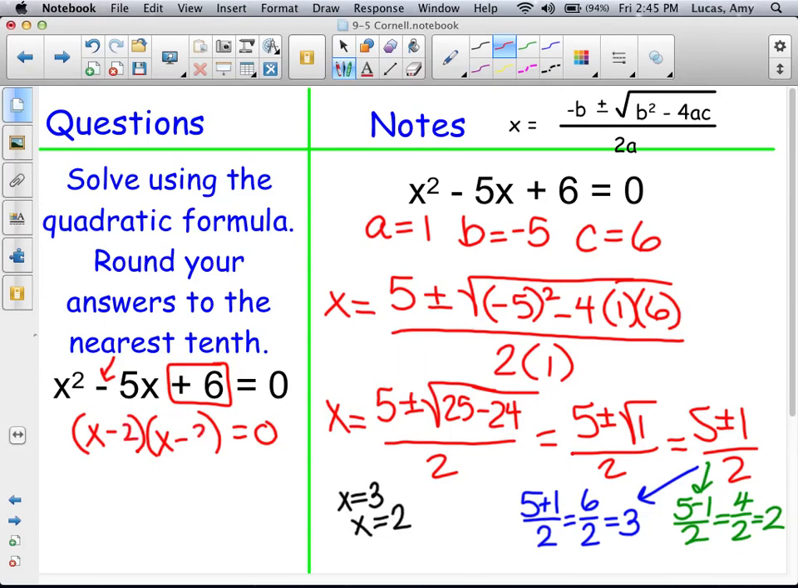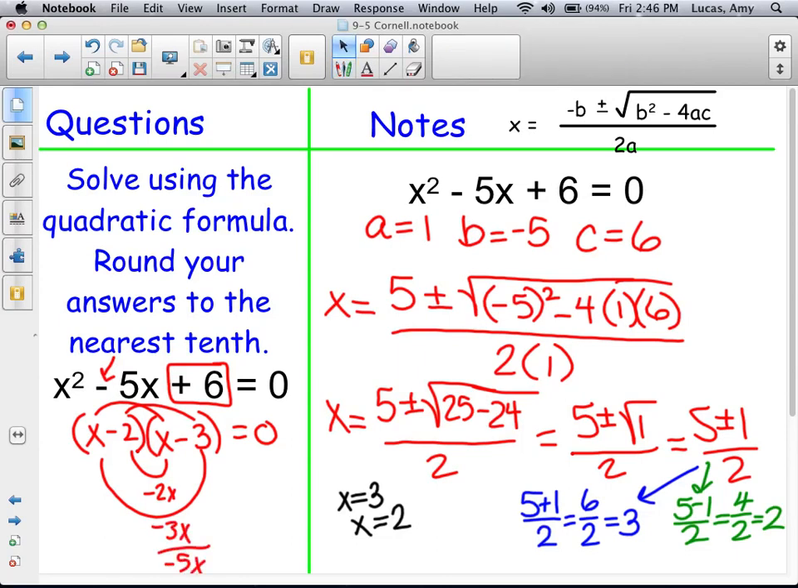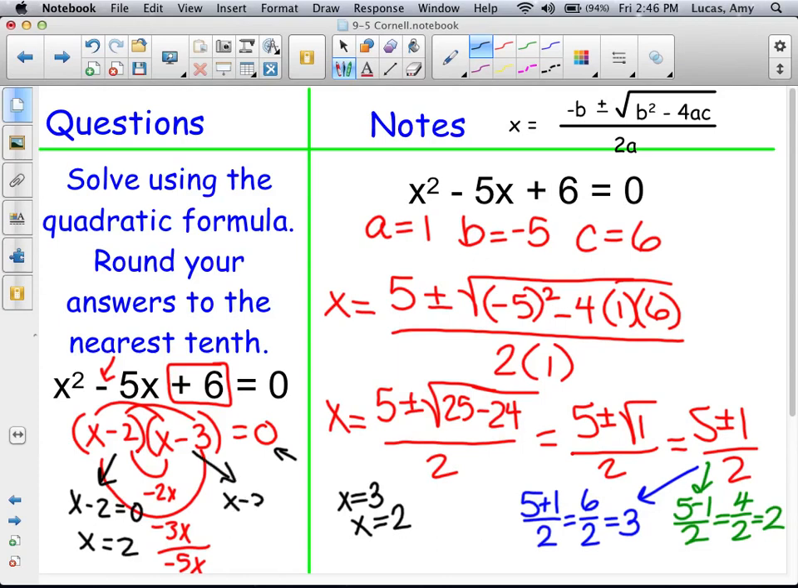Negative 2 times negative 3 is positive 6, and if I check by foiling, first, outside, inside, last, I would see that it is correct. Negative 2x plus negative 3x give me my middle term of negative 5x. Then remember, because it's equal to 0, we have to use the zero product property. If x minus 2 equals 0, x would have to equal 2. And if x minus 3 equals 0, x would have to equal 3.